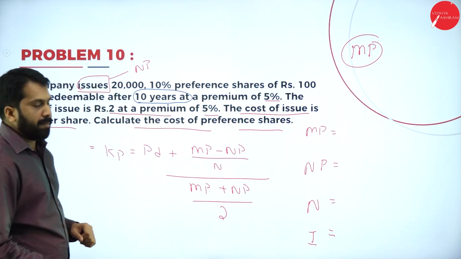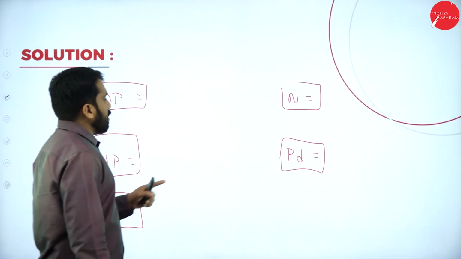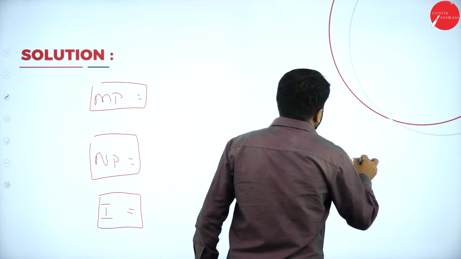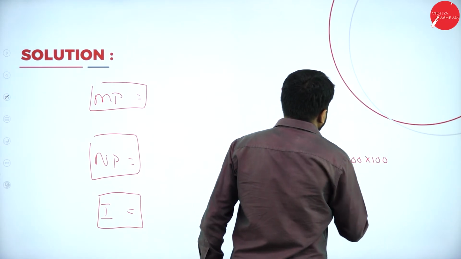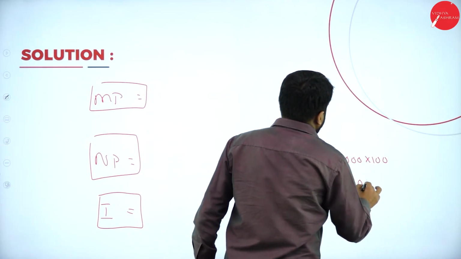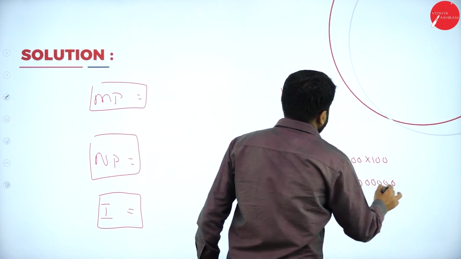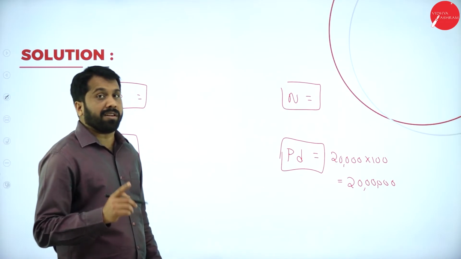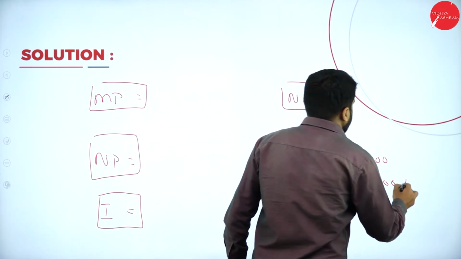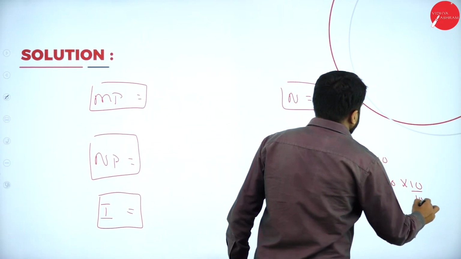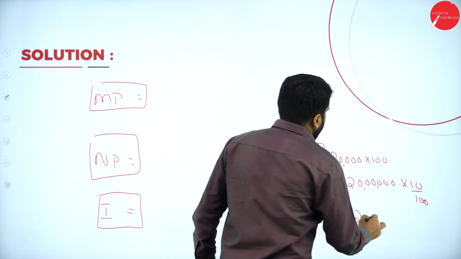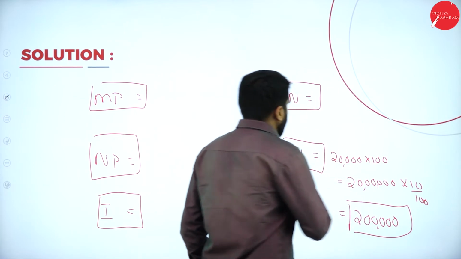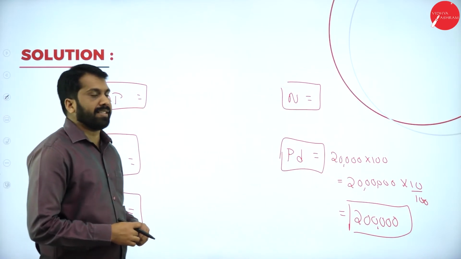Now, very simple. I'll go back. Now, your PD is very simple. 20,000 preference shares of rupees 100 each. It will be how much? 1, 2, 3, 4, 5, 6. So it will be 20 lakh. So it is what? 10%. Multiplied with 10%, this will be 2 lakh. 2 lakh is your preference dividend.